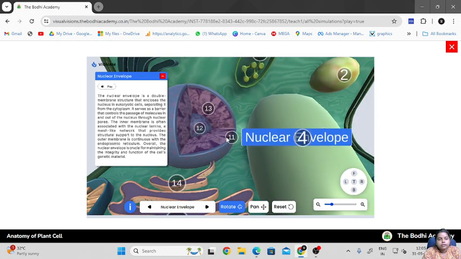Then the next is the nuclear envelope. The nuclear envelope is a double membrane structure which encloses the nucleus. It's an envelope. So it separates the nucleus from the cytoplasm. The inner membrane is often associated with the nuclear lamina, a mesh-like network that provides structural support to the nucleus. The outer membrane is continuous with the endoplasmic reticulum. Here you can see that the outer membrane is continuous with the endoplasmic reticulum.